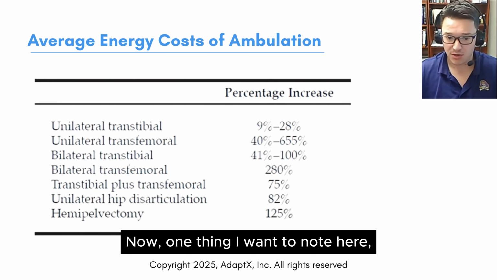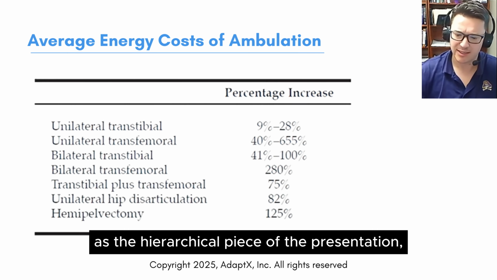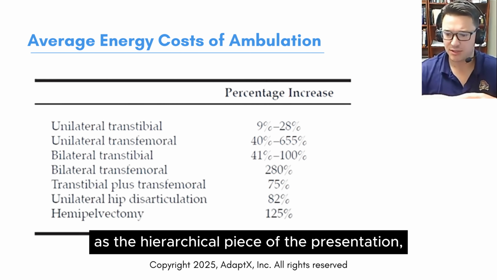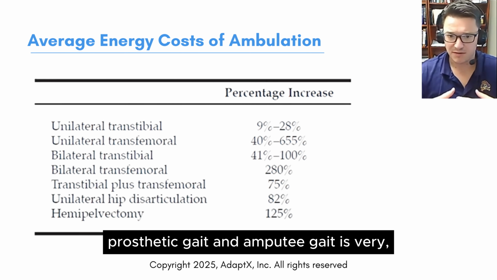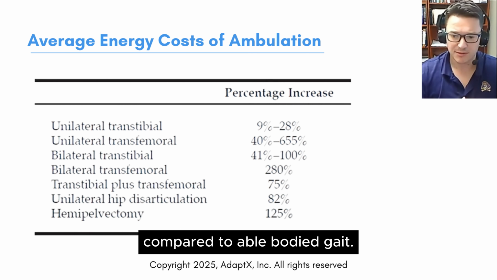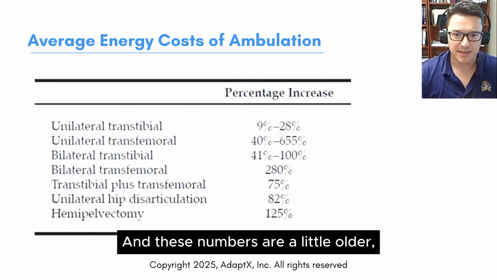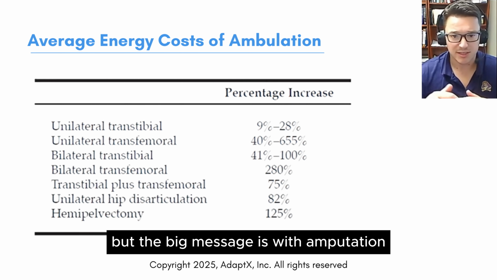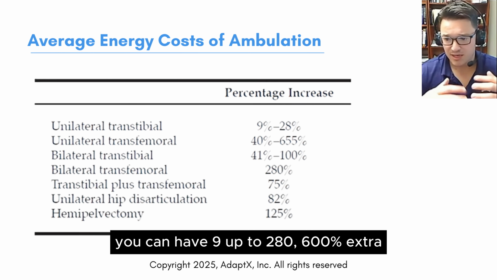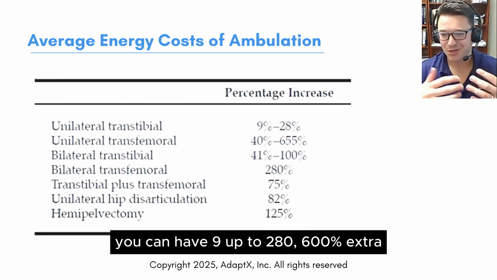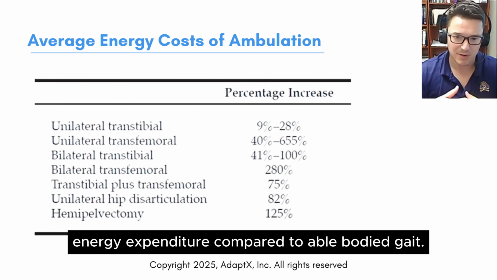Now, one thing I want to note here, and it's not part of the hierarchical piece of the presentation, but I want you to be very aware: prosthetic gait and amputee gait is very, very energetically expensive compared to able-bodied gait. These numbers are a little older, but the big message is that with amputation, you can have anywhere from 9 up to 280 or 600 percent extra energy expenditure compared to able-bodied gait.